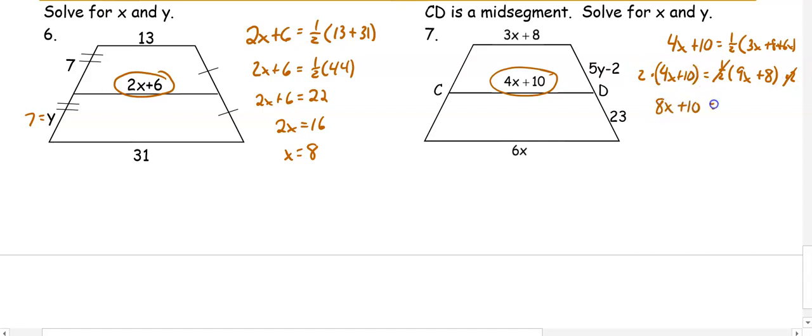So 8x plus 20 is equal to 9x plus 8. So we would get x equals 12. To solve for y, D is going to be a midpoint, so it splits that side in half. 5y minus 2 equals 23. 5y equals 25. So y is 5.